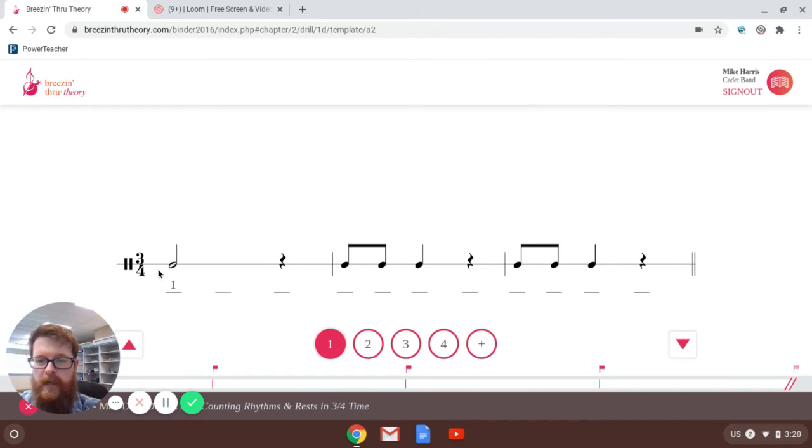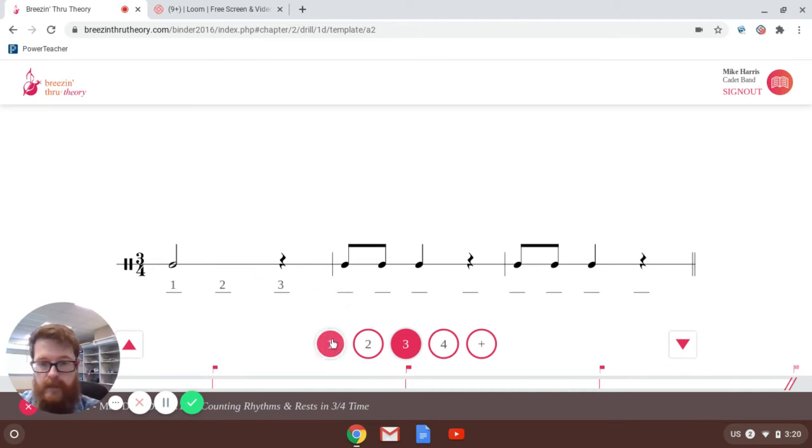In the case of this measure, we have a half note that gobbles up 2 beats. So we're going to give it beats 1 and 2. Now, even though this is a rest, we still have to give it a count. And since it's a quarter rest, it gets 1 count. Now, notice we went up to 3 in this measure. The reason we counted to 3 was because our time signature was 3/4.